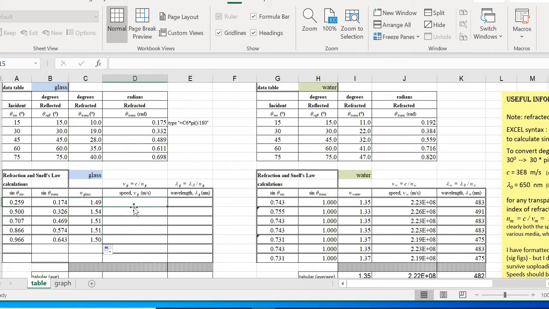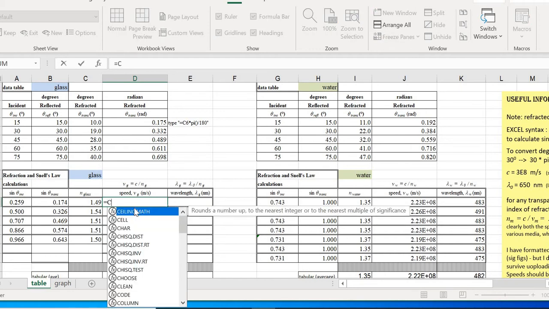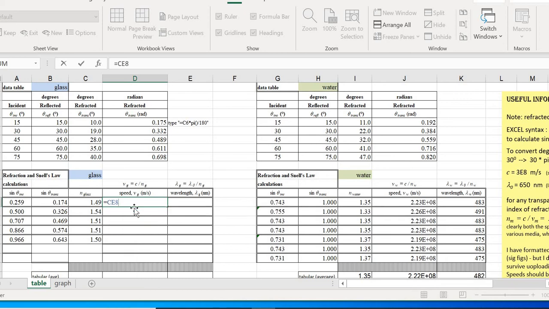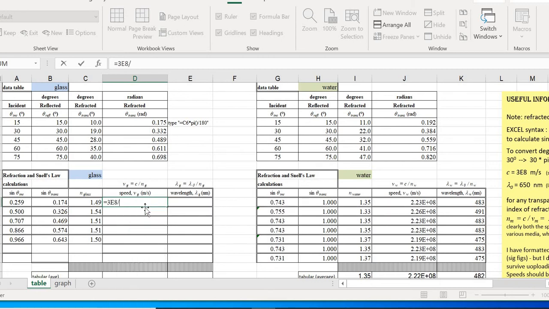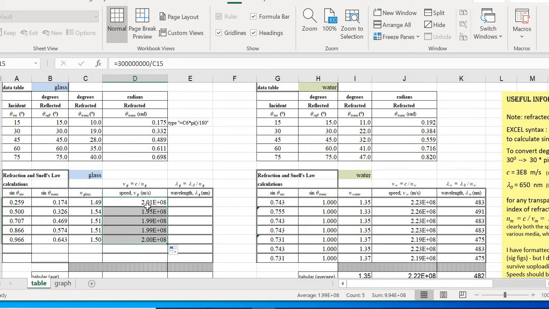Now, what's the speed? Equals, okay, you take the speed of light in air, which is about 3 times 10 to the 8th meters a second. 3e8, we're using scientific notation, over the index of refraction. Light slows down in a material. Well, I'm having some issues here. Whoops, what did I do wrong here? Equals 3e8 divided by this number. There we go, C15. Now, that's the speed.